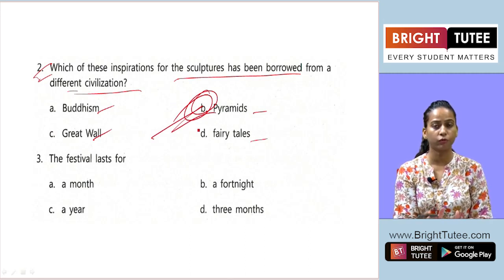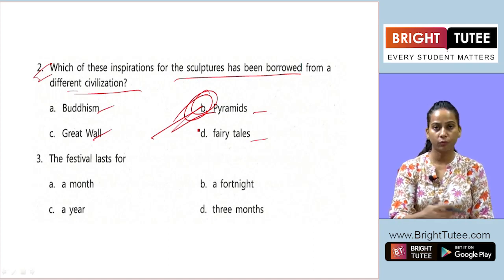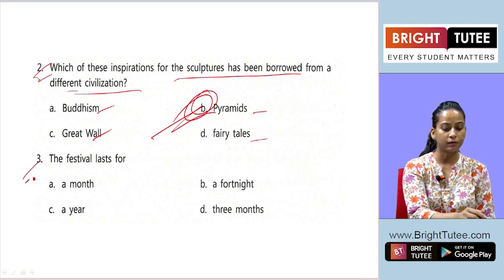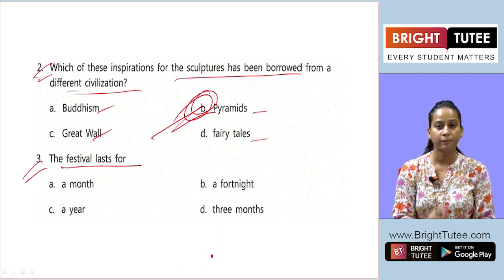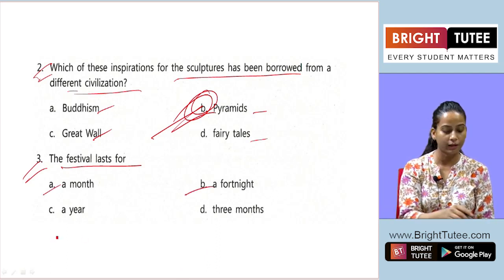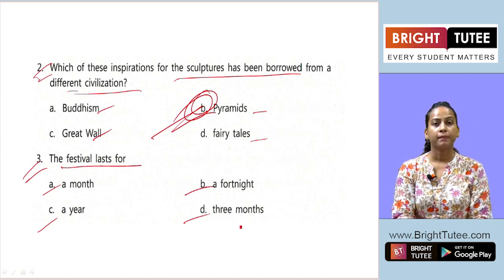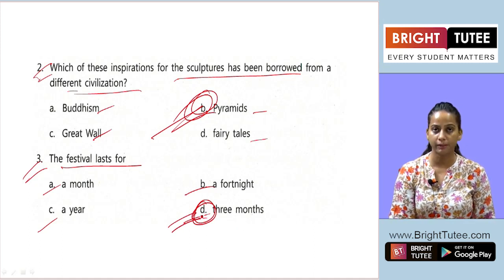So hopefully most of you are going to get the correct answer side by side when we are doing the practice. Make sure that all of you are also marking the answers. The third one, the festival lasts for, whether it is a month, a fortnight, a year or 3 months. So we can mention the festival lasts for option D, that is 3 months. It's the correct answer according to the passage.